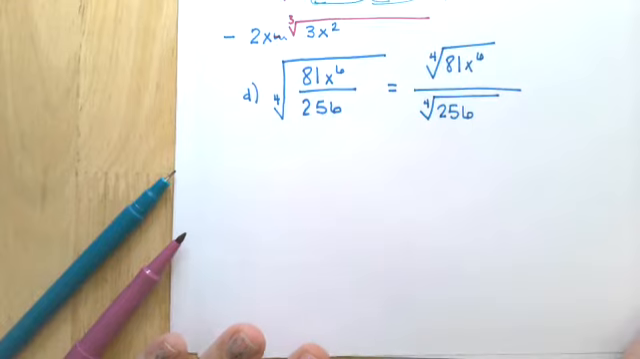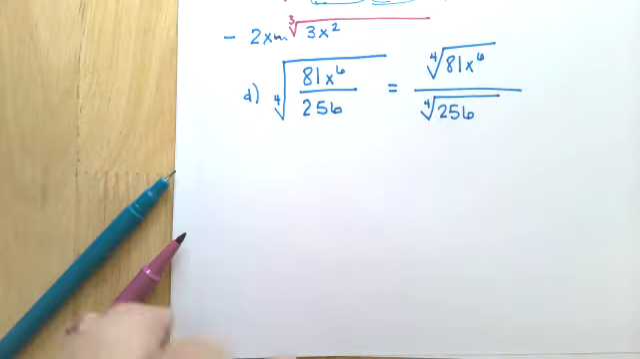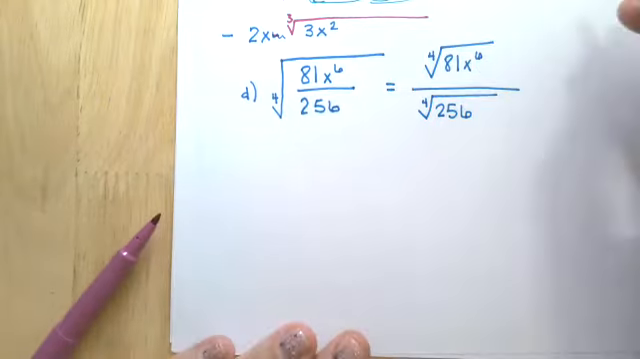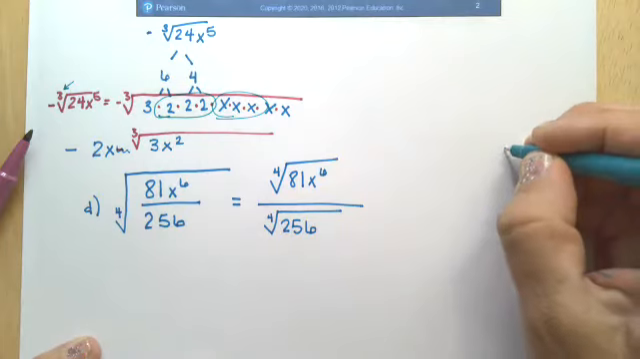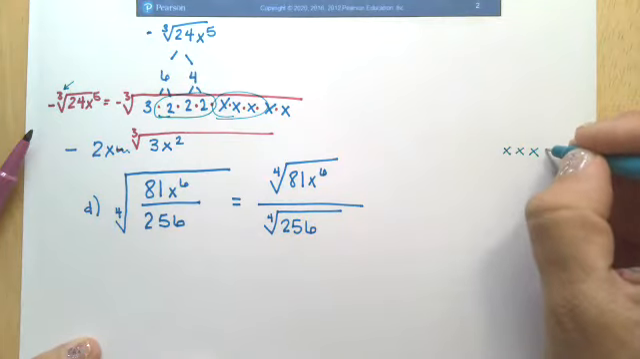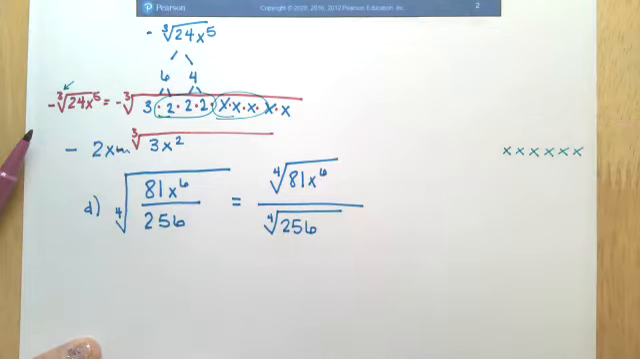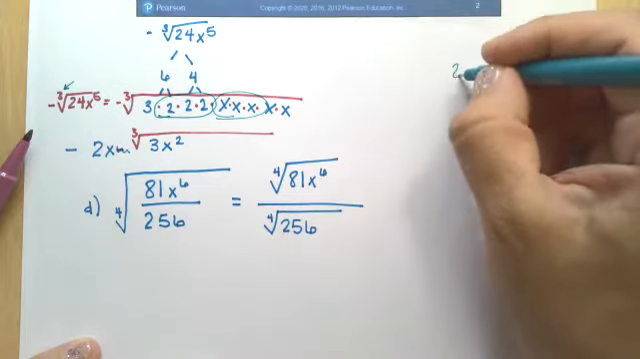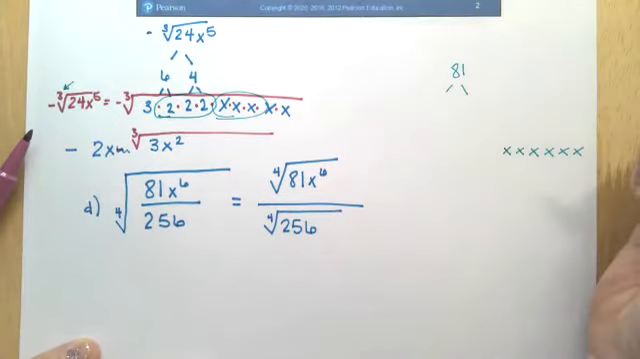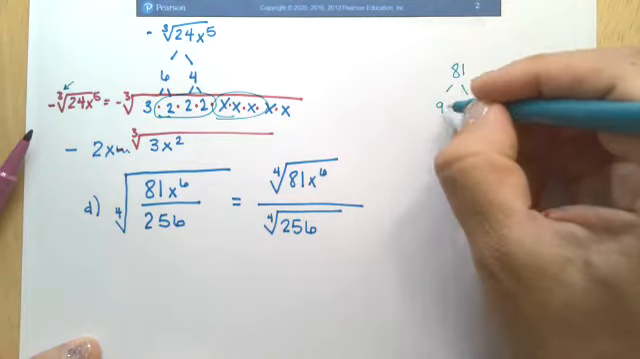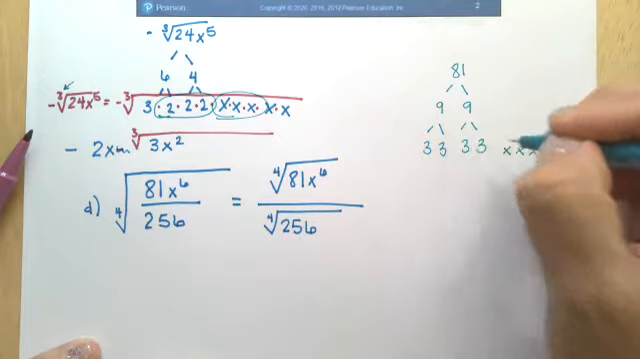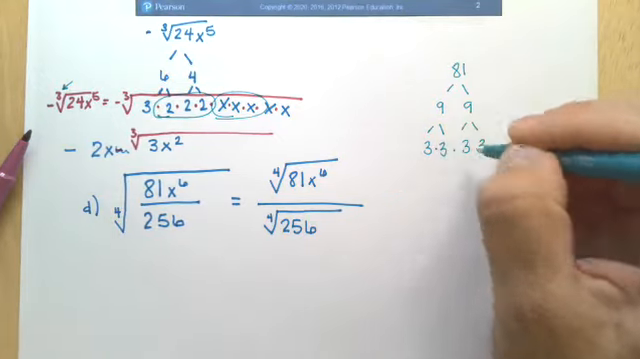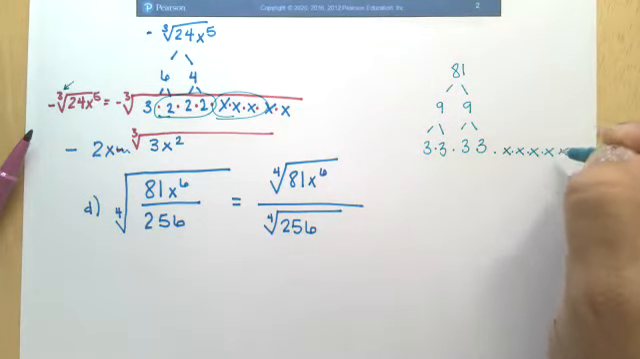Now I just want to do them one at a time. On top, x to the 6th will just be 6 x's: 1, 2, 3, 4, 5, 6. But 81 will become 9 and 9. 9 will become 3 and 3. So we're multiplying all this together: 3 times 3 times 3 times 3 times all of the x's.